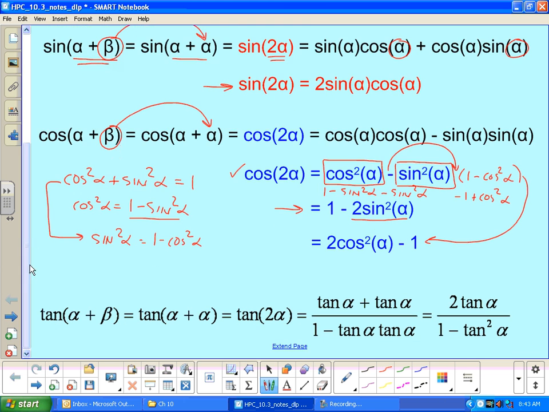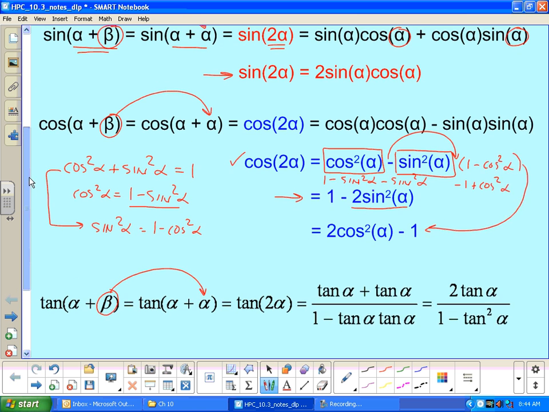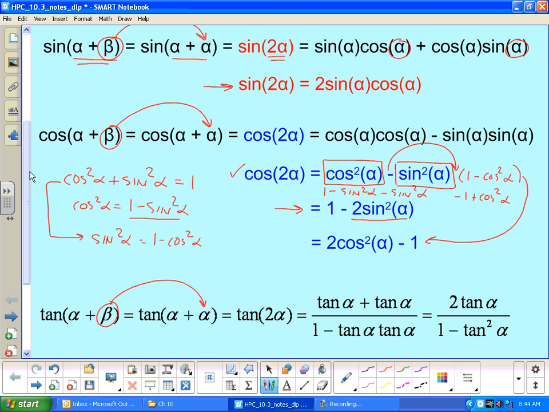And then our double angle tangent. Again, replacing the angle beta with the duplicate angle alpha, now we get 2 alphas. Tan alpha plus tan alpha becomes 2 tan alpha in the numerator, and 1 minus tan alpha tan alpha becomes 1 minus tan squared alpha in the denominator. And now we have all of our double angle formulas for sines and cosines and tangents. We'll be coming back to this page and referring to it as we work through these problems.